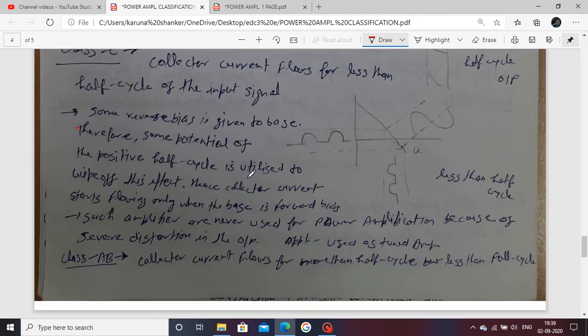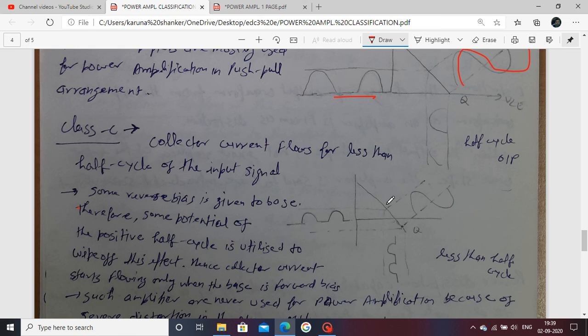In class A amplifier, the input is applied, the Q point is located at this point, and the output comes out like this. But here you see the magnitude is decreasing. This is the complete half cycle, and this is the half cycle with decreasing magnitude. This indicates the class C amplifier, meaning the current flows for less than 180 degrees.